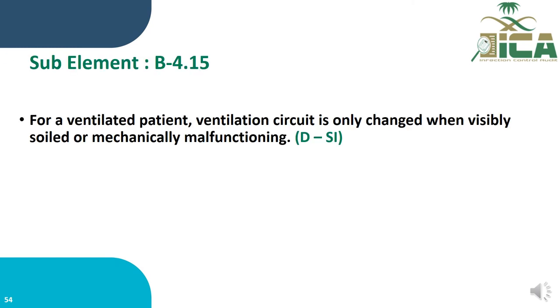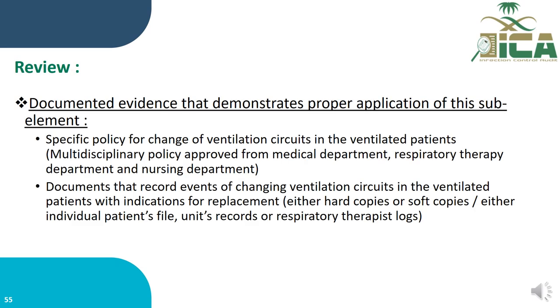Sub-element B4.15: for a ventilated patient, the ventilation circuit is only changed when visibly soiled or mechanically malfunctioning. For this, we need document review and staff interview so we can evaluate and audit this sub-element. For the documentation, you need to review documented evidence that demonstrates proper application of the sub-element.